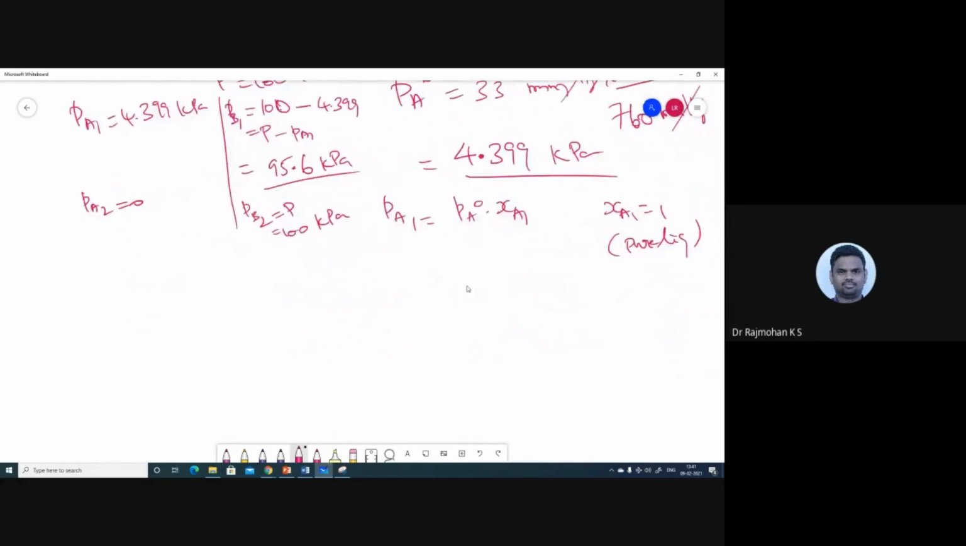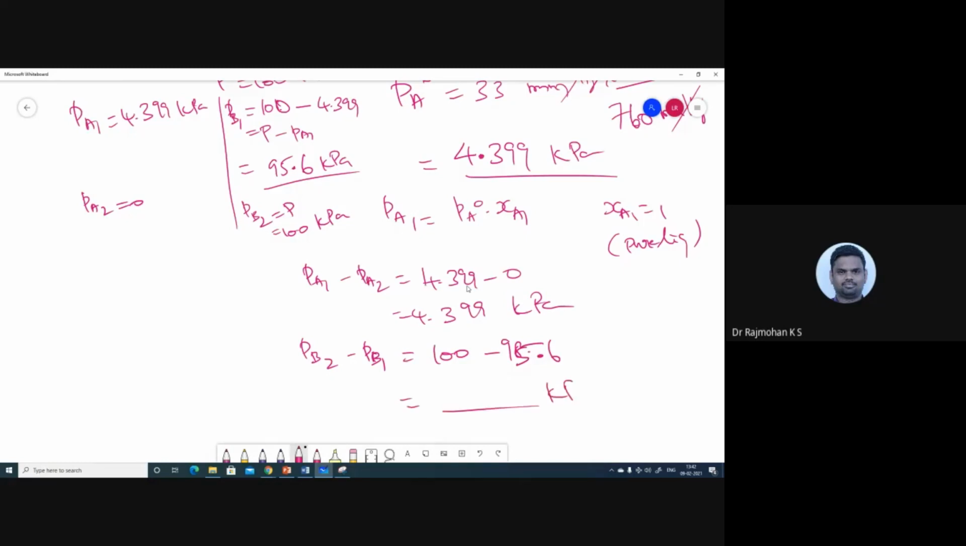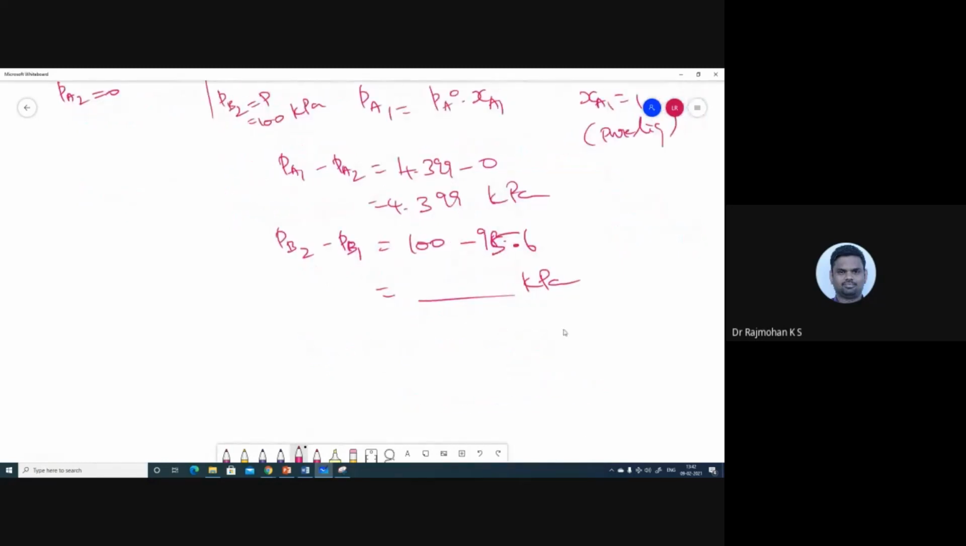Okay, so what you can do, PA1 minus PA2 value is this: 4.399 minus 0, 4.399 kilopascal. Then PB2 minus PB1 is 100 minus 95.6 kilopascal. We can determine what is PB logarithmic mean: PB2 minus PB1 by ln of PB2 by PB1. So we can keep this also ready.